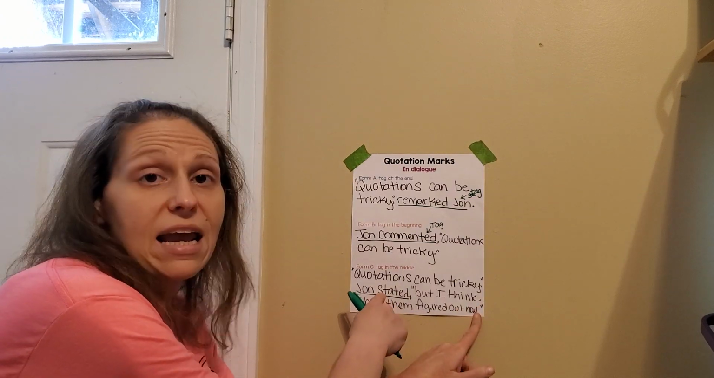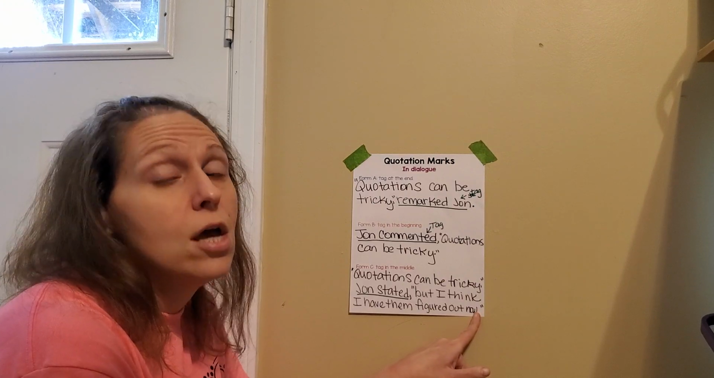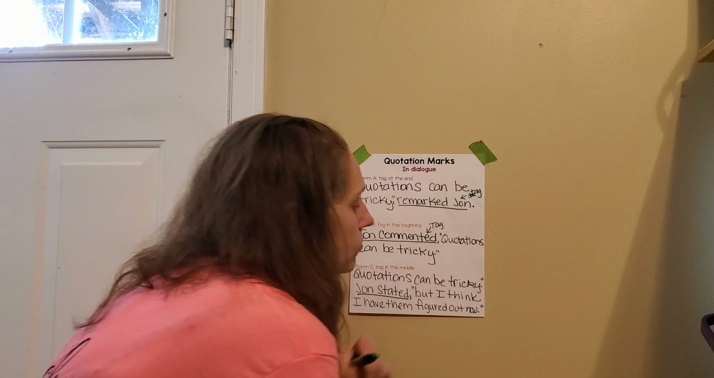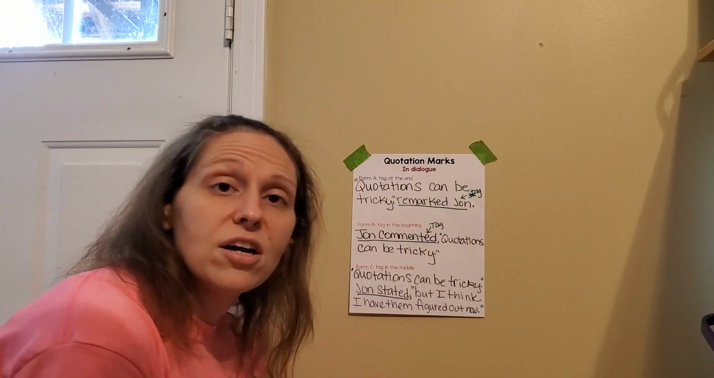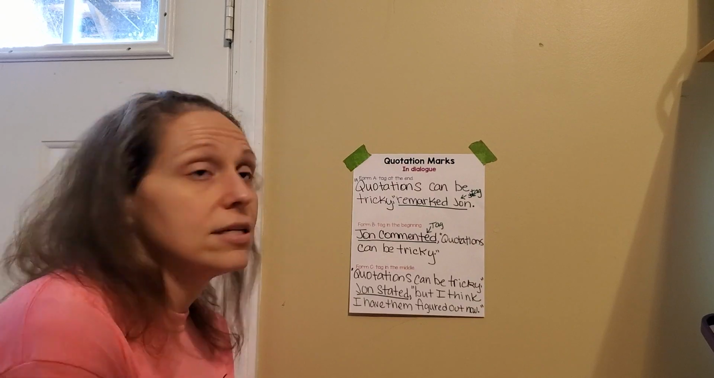The end of my sentence is, I have them figured out now. Well, he's just stating it. He's not excited about it. He's not asking a question. So I'm going to put a period at the end. There you go. And that's how you use quotation marks, commas, and periods in dialogue.